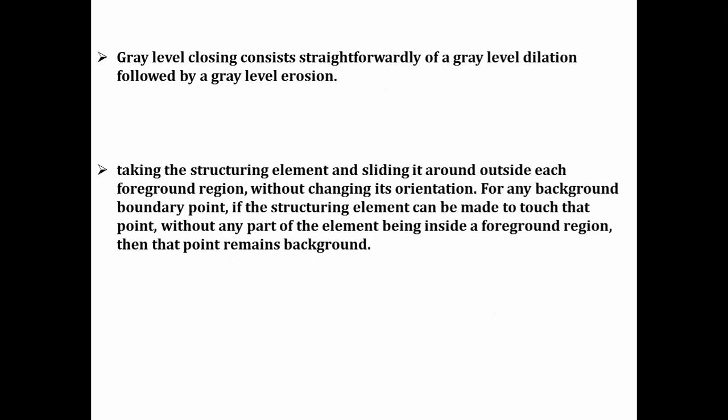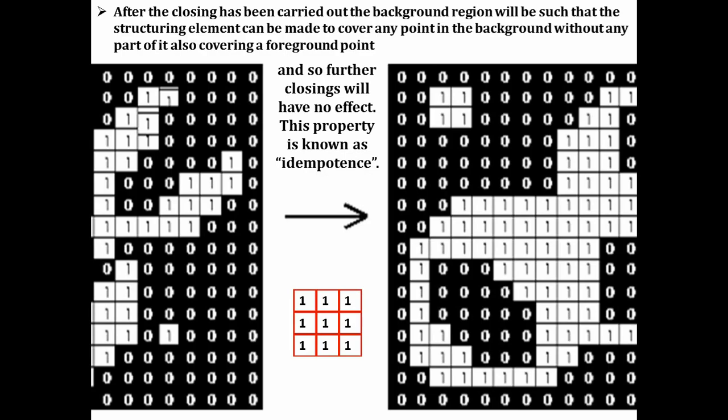So gray level closing consists straightforwardly of gray level dilation followed by gray level erosion. We'll take a structuring element and slide it around outside each foreground region without changing its orientation. For any background boundary point, if the structuring element can be made to touch that point without any part of the element being inside a foreground region, then that point remains background. For example, this.